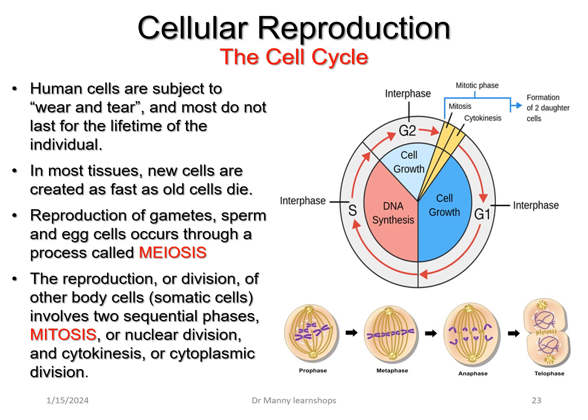The reproduction or division of other body cells, somatic cells, involves two sequential phases: mitosis, or nuclear division, and cytokinesis, or cytoplasmic division, which is indicated in the diagram: prophase, metaphase, anaphase and telophase.